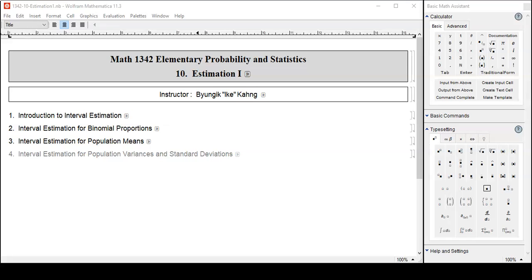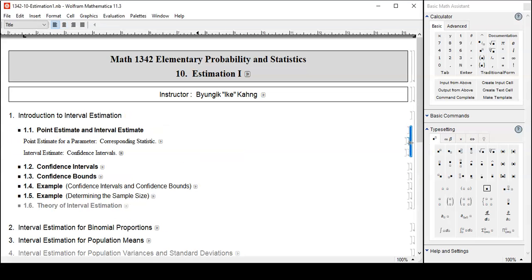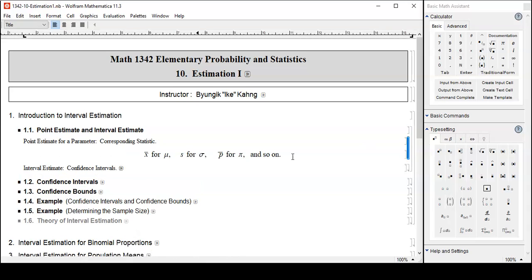Hello students, let's begin lesson 10, estimation. In this class, we are going to consider two types of estimations. One, point estimation, which consists of a single point or a single number, and two, interval estimation, which is an interval typically centered at the point estimate, give or take, plus or minus.